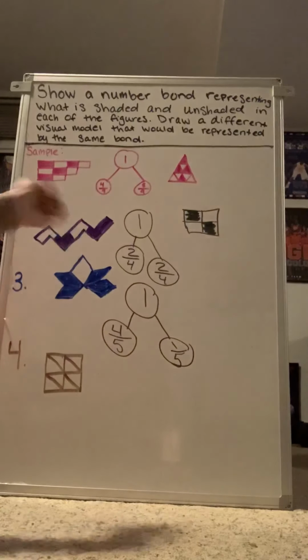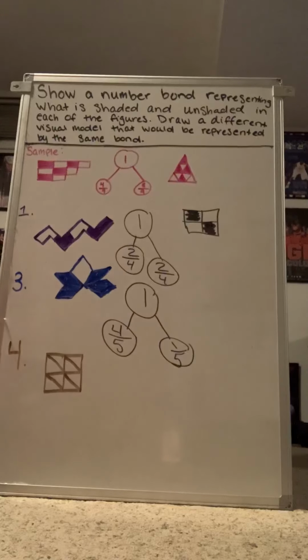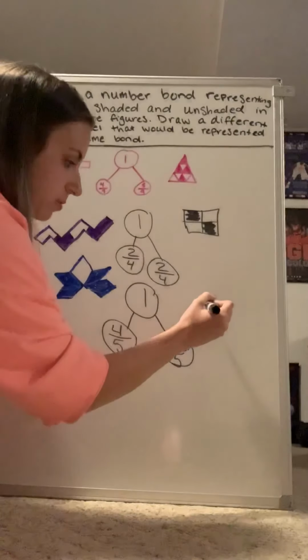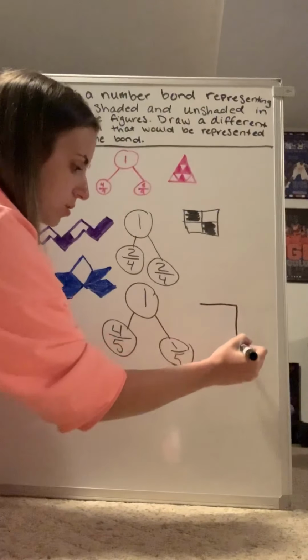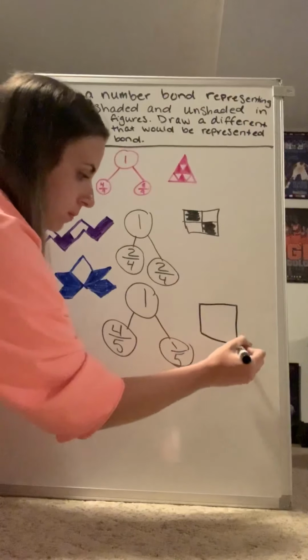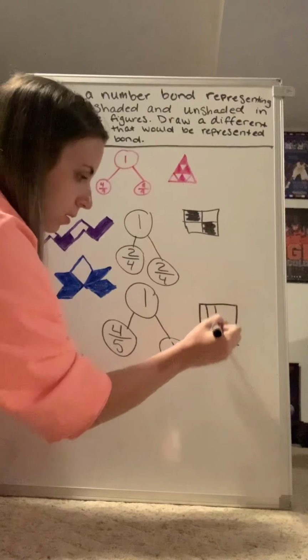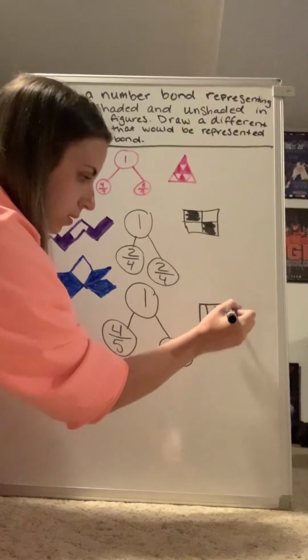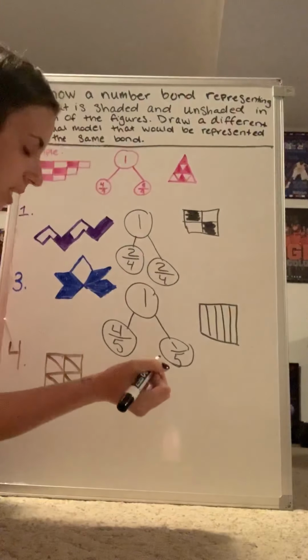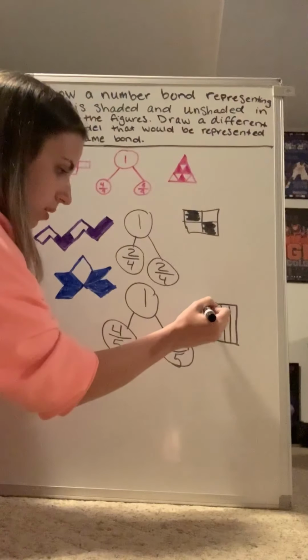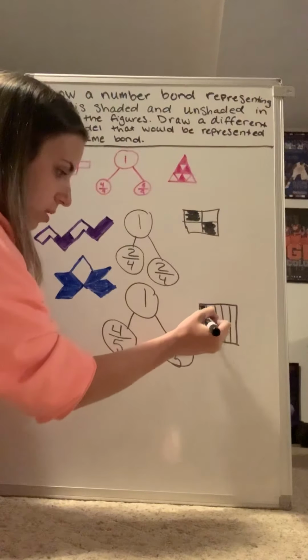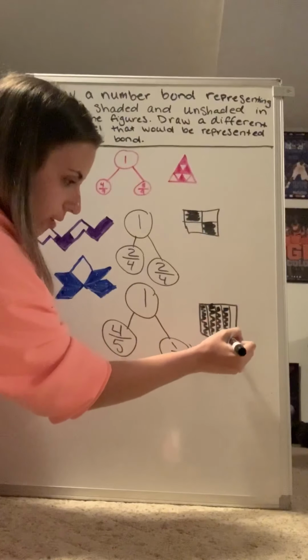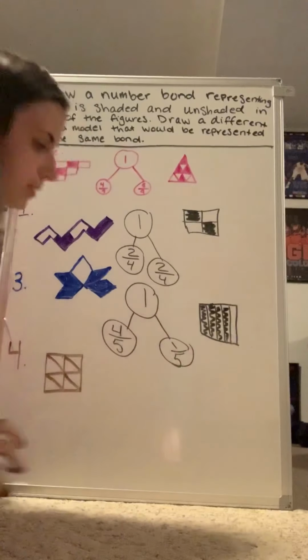And again, I'm going to draw another visual model. Like I said, squares are easy for me to draw. I'm going to draw another square. I need to shade in 4 out of 5. So 1, 2, 3, 4. 4 out of 5 are shaded and 1 out of 5 is left blank.